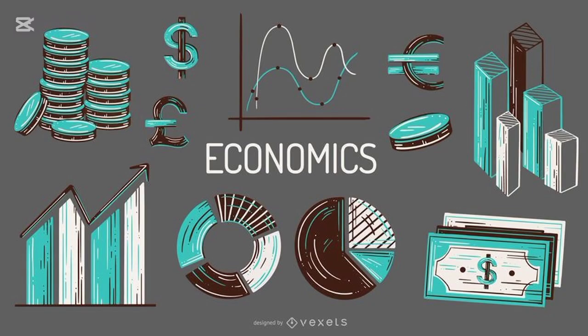Today I'll be talking about a few important economics concepts that include the definitions of total product, average product and marginal product, the graphs between total product and labor, the graphs between average product, marginal product and labor, and also the law of diminishing returns.